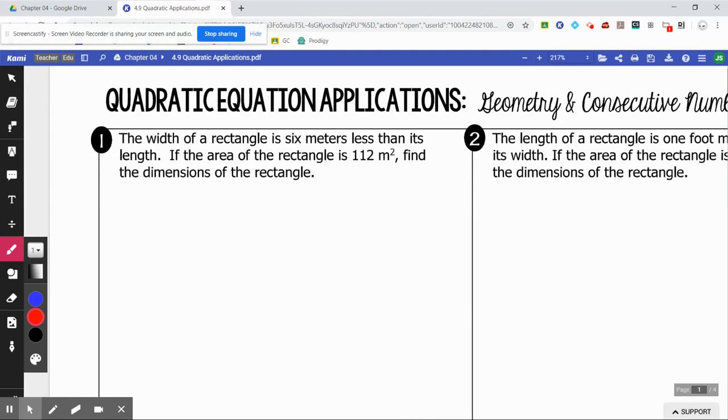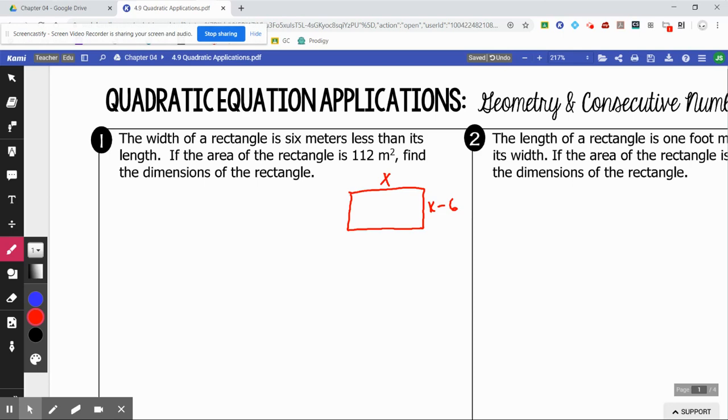Number one says the width of a rectangle is 6 meters less than its length. So therefore, let's draw our rectangle. And it says the width is 6 less than the length. So if the length is x, then the width is 6 less than that, x minus 6. Always identify those variables, your unknowns, first. The area of the rectangle is 112.